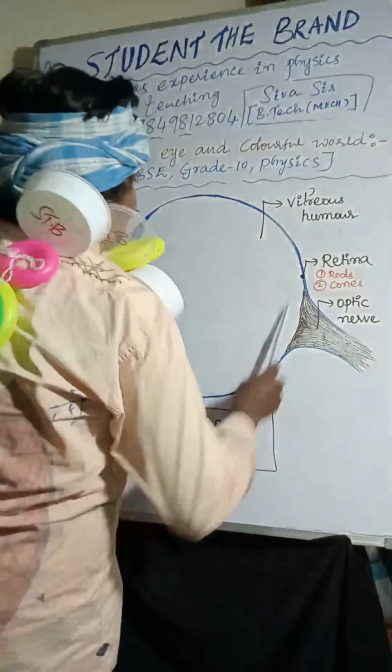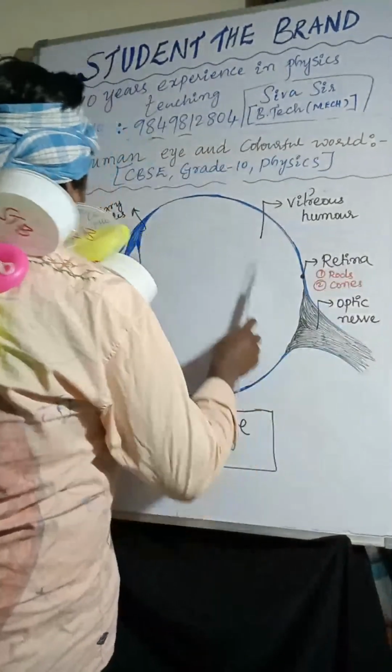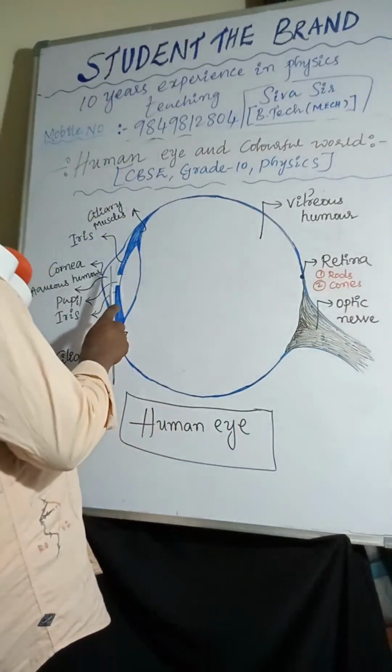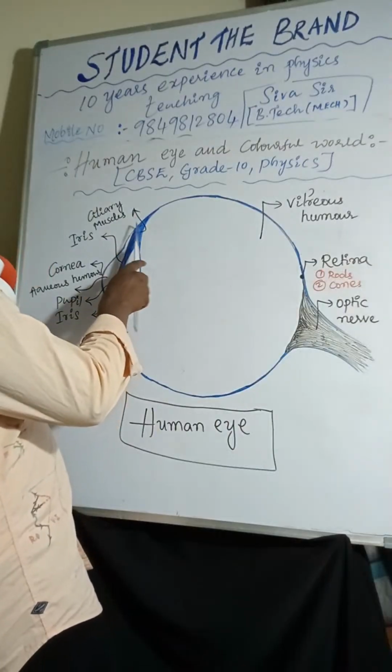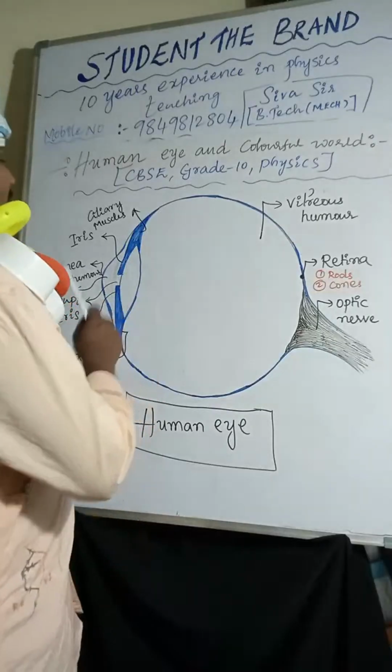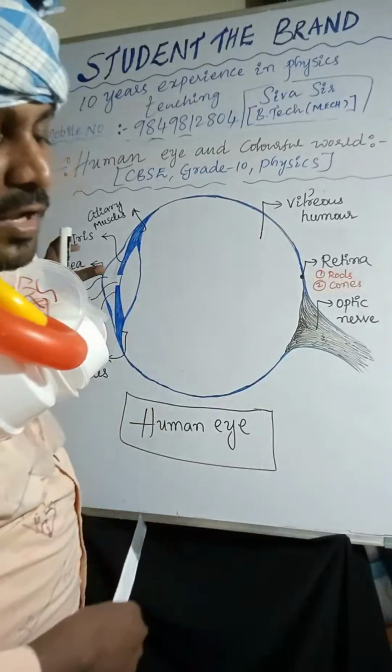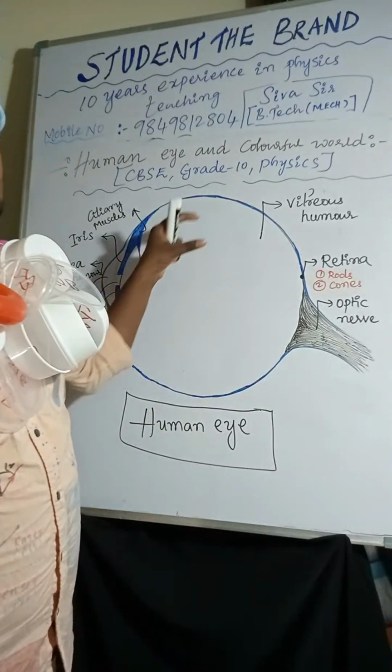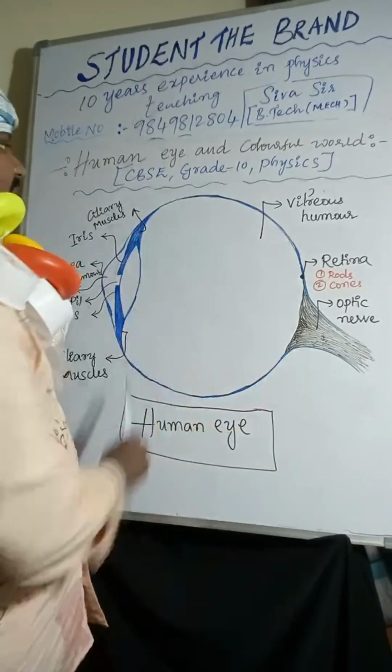Coming to the vitreous humor. So we have the pupil, iris, ciliary muscles and eye lens. Eye lens is a convex lens. When a light ray falls on it, it makes the light rays converge and fall at the retina.